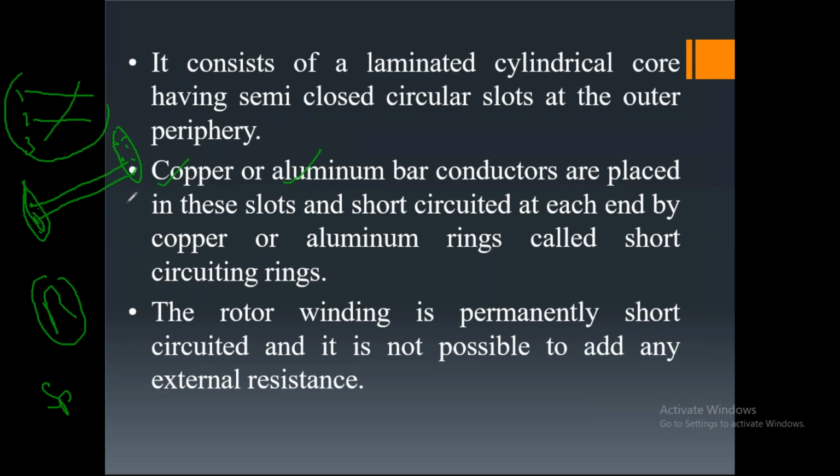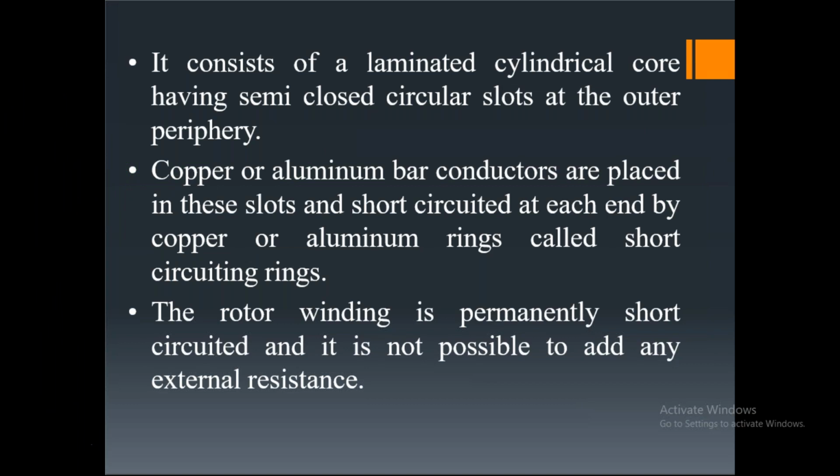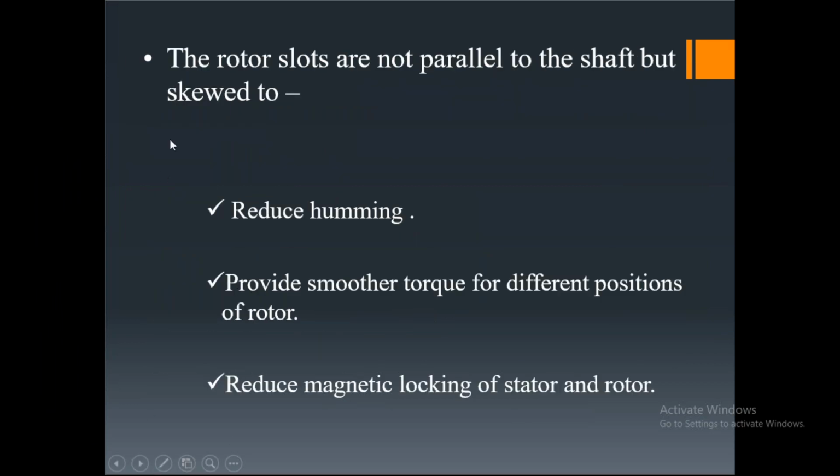Now I will show you the diagram of the squirrel cage induction motor. I will show you how it looks. See, the purpose of this squirrel cage induction motor, look. Here the rotor slots are not parallel to the shaft, but are skewed. Skewed means twisted. The advantage of such construction is that it reduces the humming, meaning noise, provides smoother torque for different positions of the rotor, and reduces magnetic locking of stator and rotor. So these are the three advantages for the squirrel cage induction motor. Here the rotor parts are not in parallel, so due to this reason we can achieve these three advantages.